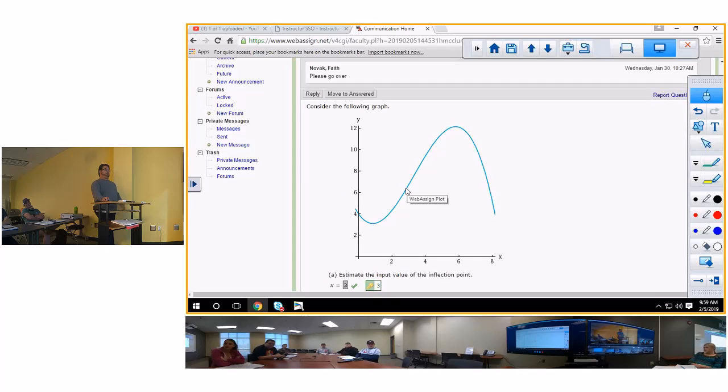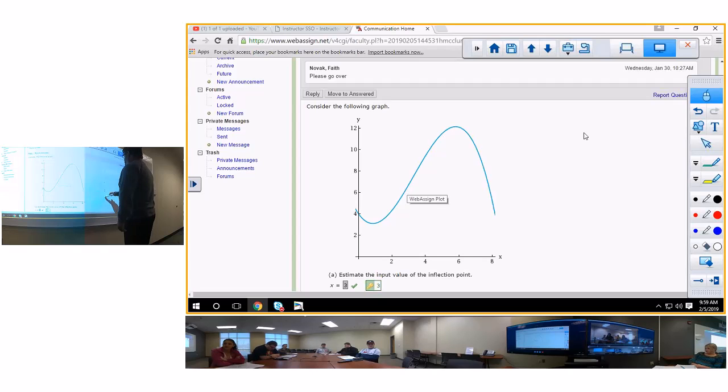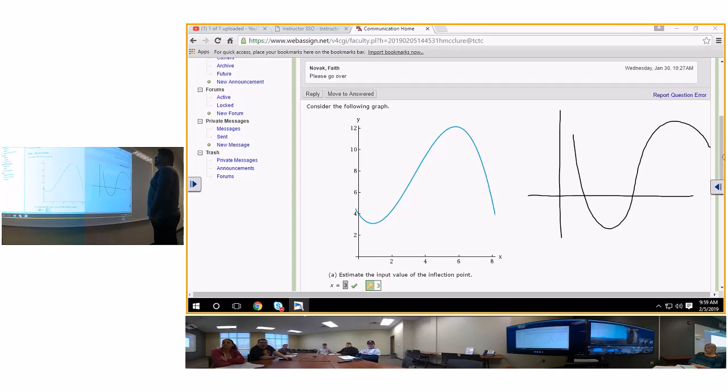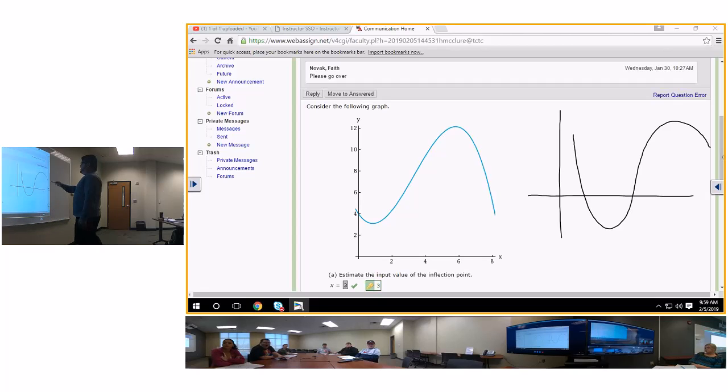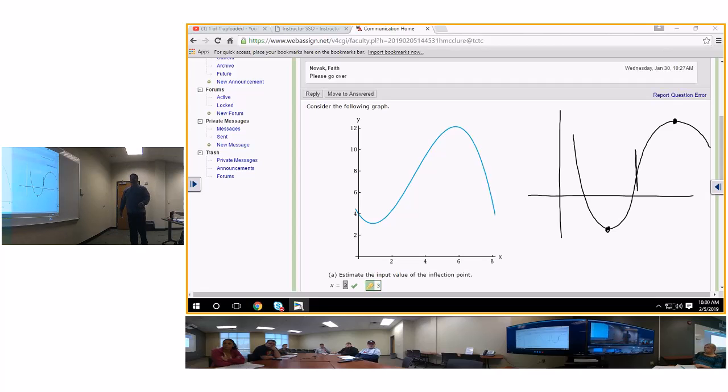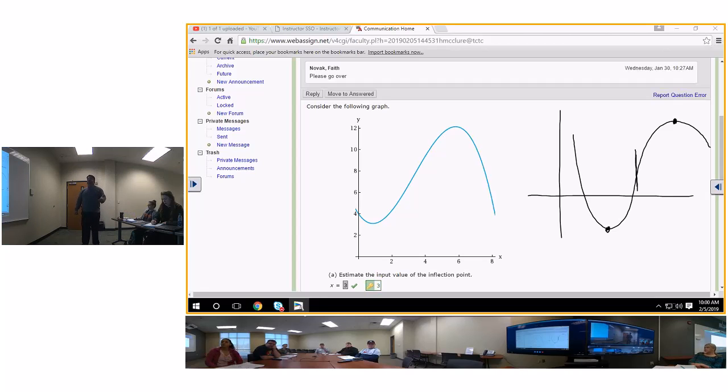Well, you just learn. If I give you any parabola or any type of function, I can give you a function down here like this. The inflection point, here's the vertex here, and here's the vertex here. The inflection point is going to be halfway between the two what? Vertices, or between the two vertexes.